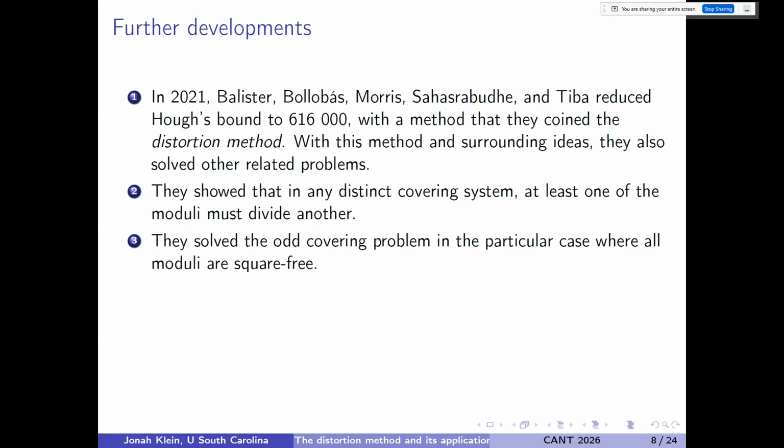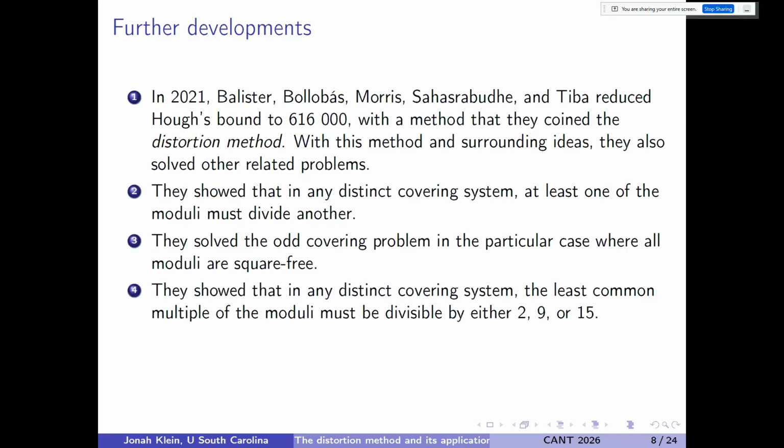It is not possible. Or else the odd covering problem would be solved. And they showed that in any distinct covering system, the least common multiple of the moduli must be divisible by either 2, 9, or 15. So these were questions that appeared in the literature at some point in time and were all answered by this same technique, essentially.